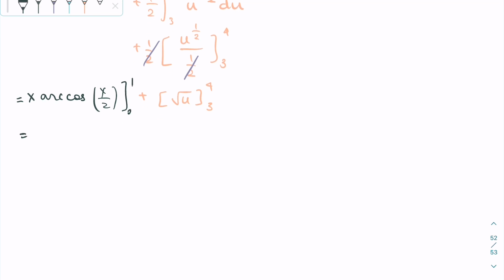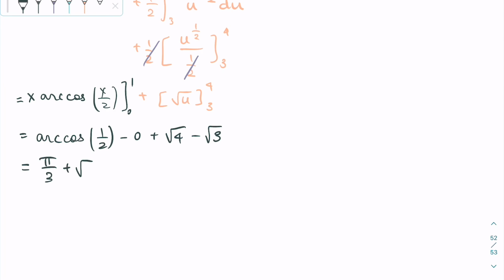Remember that this part of the answer was also an integral with the limits from 0 to 1. So now we can use the fundamental theorem of calculus and substitute the upper and lower limits into x and subtract the two values. Cosine is 1/2 at pi over 3, so the answer would be pi over 3 plus square root of 4 minus square root of 3.